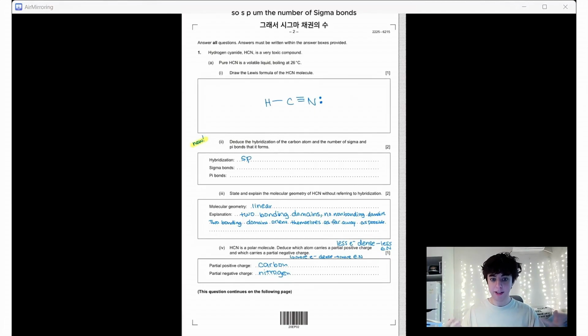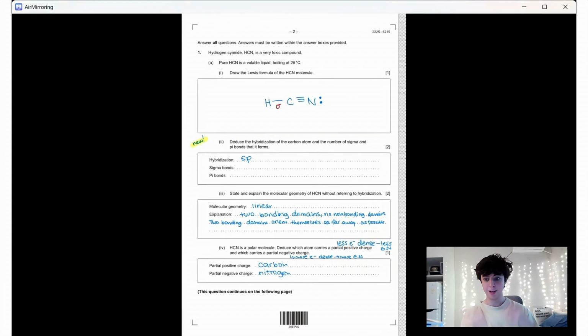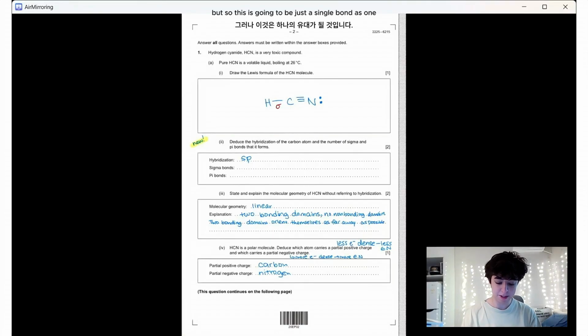So sp. The number of sigma bonds the carbon forms: carbon overall forms 4 bonds here. It forms one of the single bonds and one of these triple bonds. One single bond is going to be just 1 sigma. Okay, my screen share died. My bad. But so a single bond is 1 sigma bond. Meanwhile, we also have this 1 triple bond, and 1 triple bond is going to be 2 pi and 1 sigma.